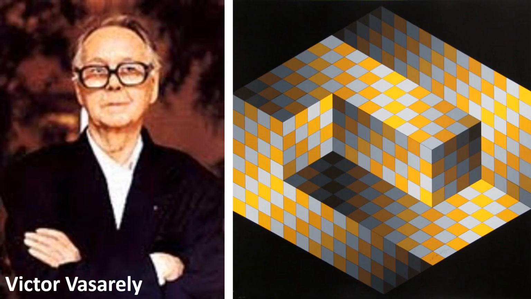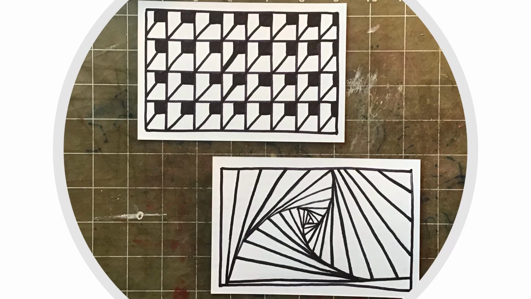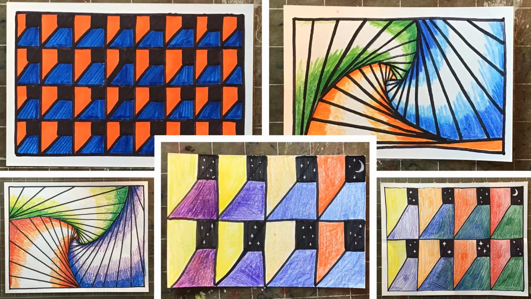But we're also going to take a close look at artists like Victor Vasarely, who like to use color and shapes, as well as Akiyoshi Kitaoka. And we'll be learning how to make some of these optical art patterns and using our color wheel to help us make them way more interesting than they would be on their own.